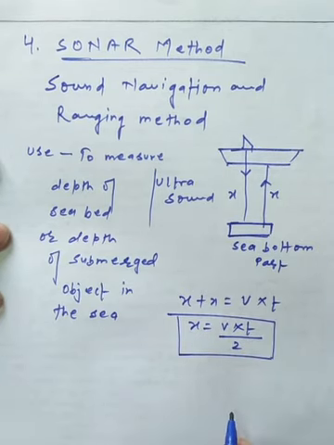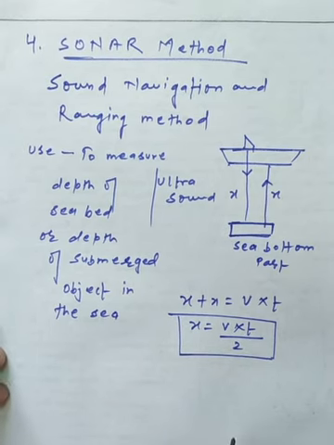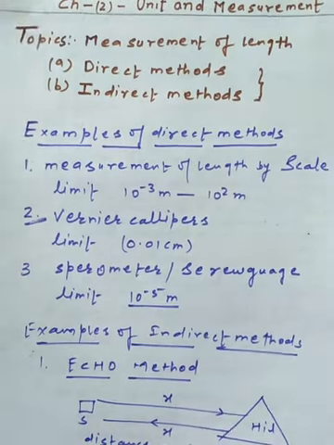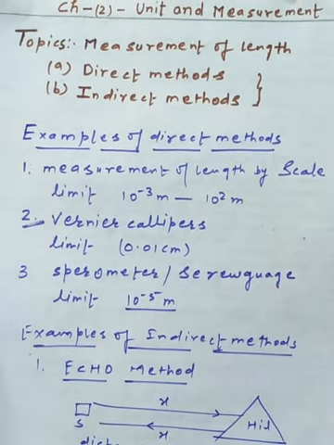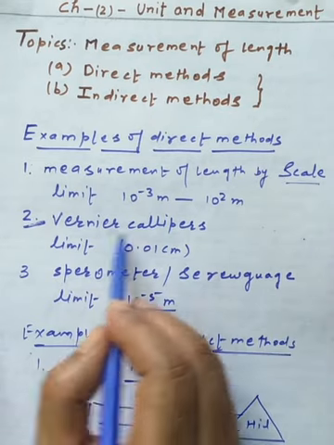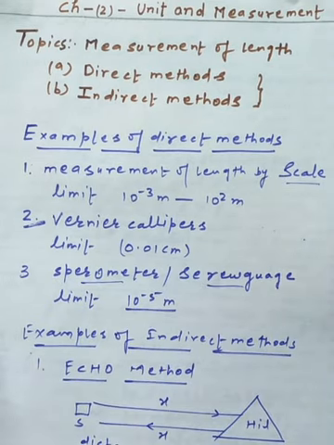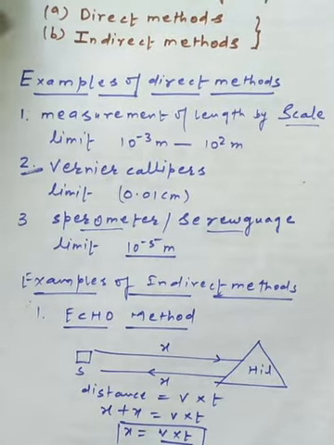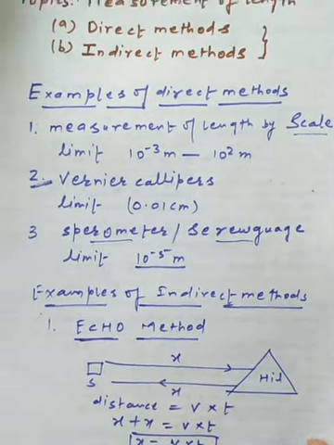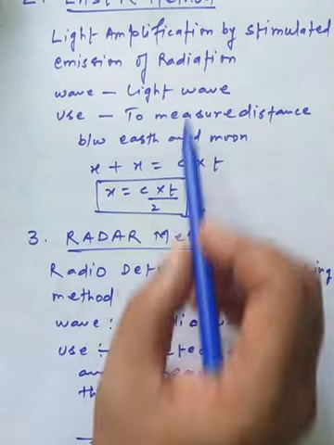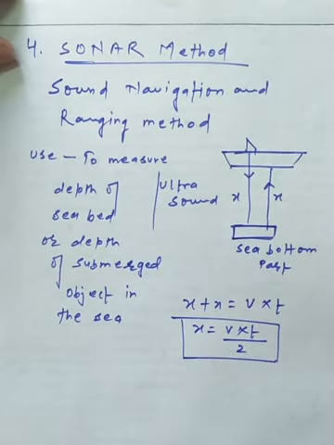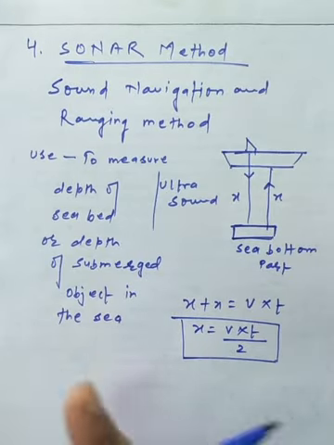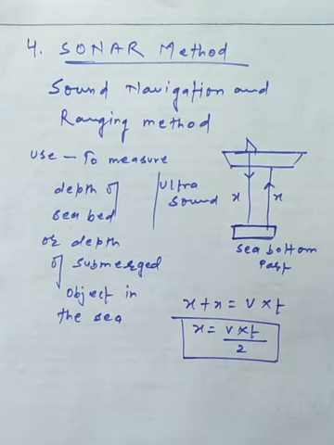So these are some general methods which we have used. A direct method we used is by means of the scale, vernier calipers, spherometer and screw gauge, and beyond this limit these direct methods are not applicable. So we used echo to measure larger distances, the laser method, the radar method, and the sonar method. Although these methods have some limitations, in the next lecture we will discuss parallax. Okay, thank you.